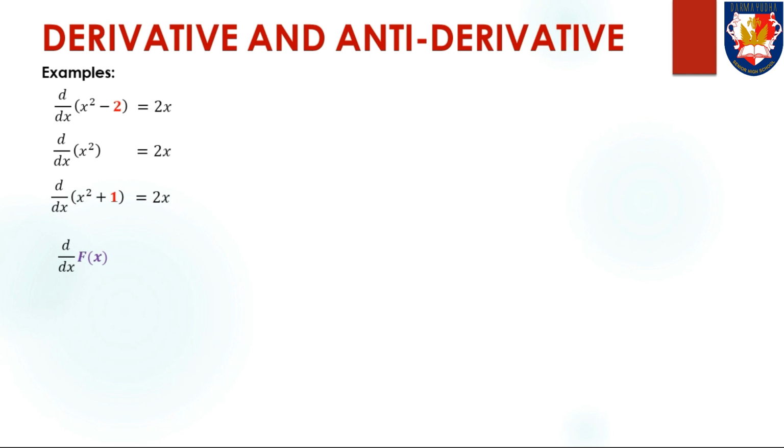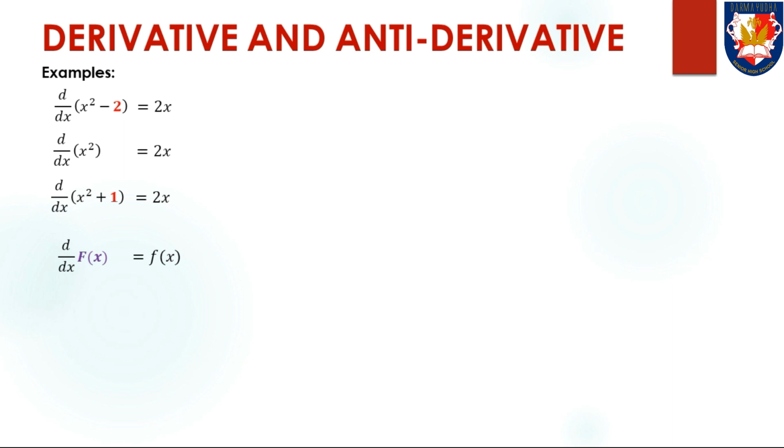Derivative and antiderivative. Let's start from some examples. The first derivative of x squared minus 2 equals 2x. The first derivative of x squared equals 2x. The first derivative of x squared plus 1 is also 2x. If we generalize this to be the first derivative of capital F, let's say the result is small f.